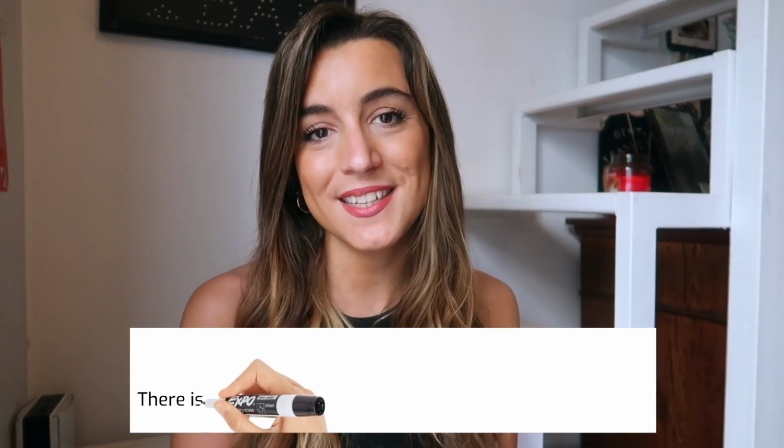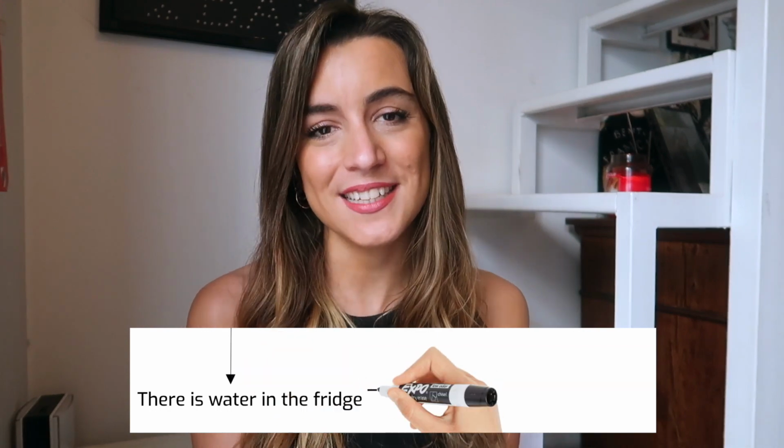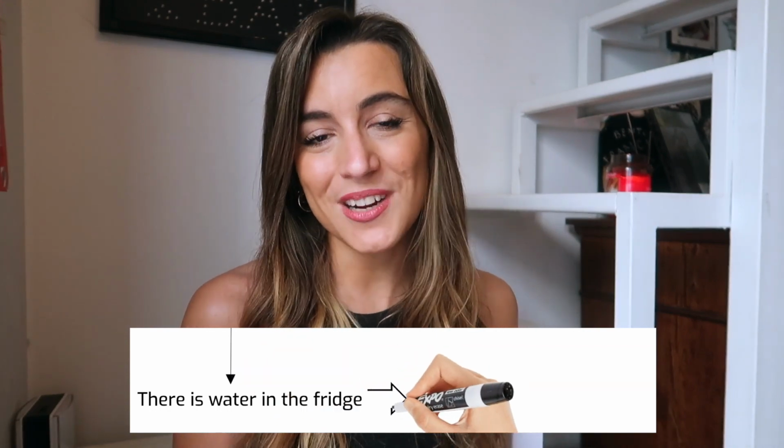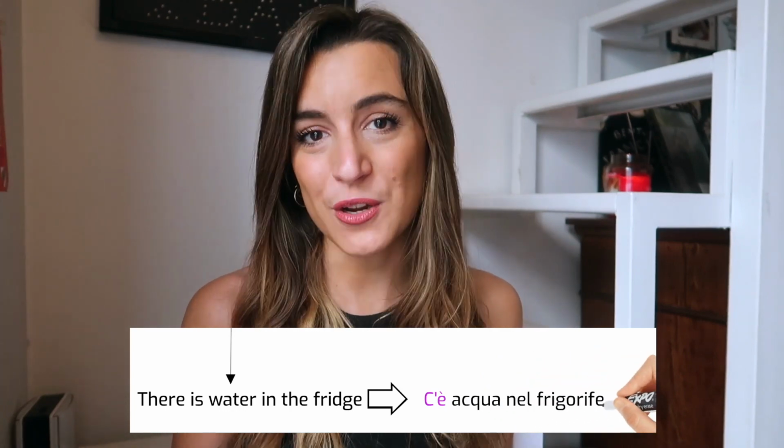For example, in this sentence, there is water in the fridge. Water is the subject of our sentence and it is singular, it is an uncountable noun. Therefore, in this case, we would need to use c'è. C'è acqua nel frigorifero.